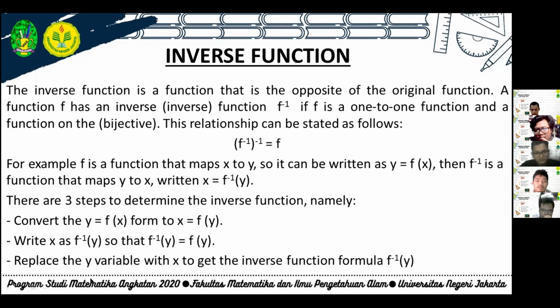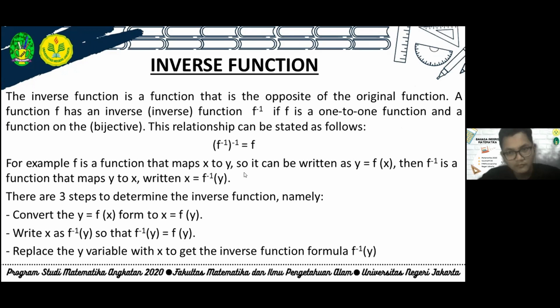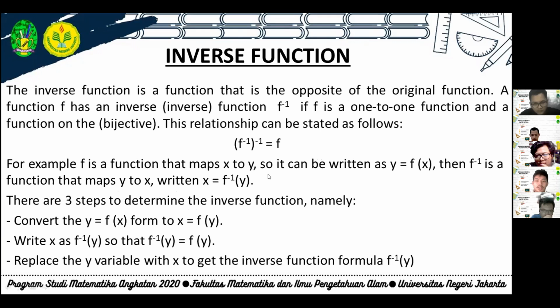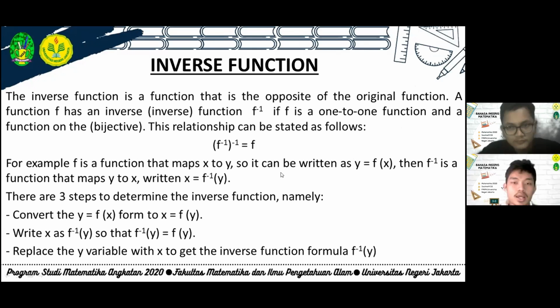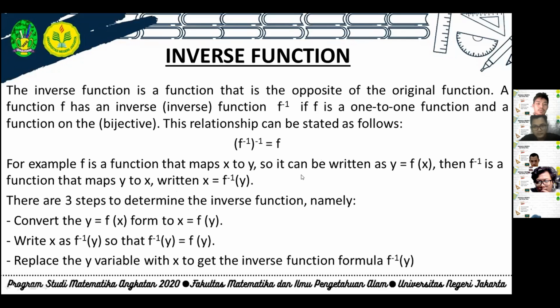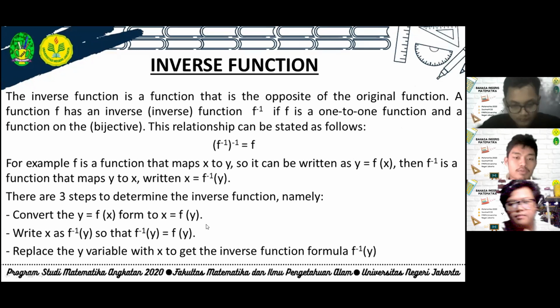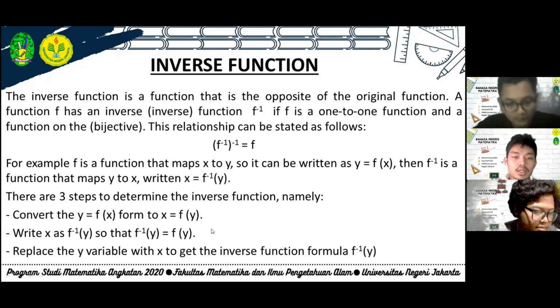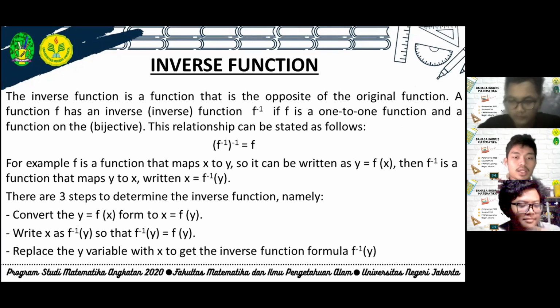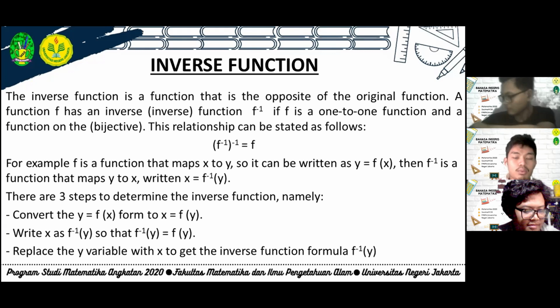For example, f is a function that maps x to y, so it can be written as y equals f(x). Then f inverse is a function that maps y to x, written x equals f inverse(y). There are three steps to determine the inverse function. First, convert y equals f(x) to x equals f(y). Write x as f inverse(y), so that f inverse(y) equals f(y). Replace the y variable with x to get the inverse function formula f inverse(x).